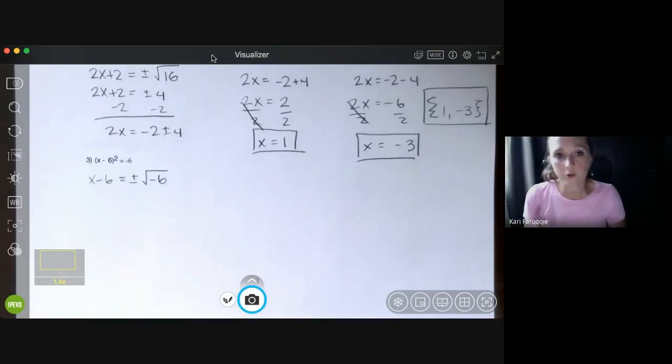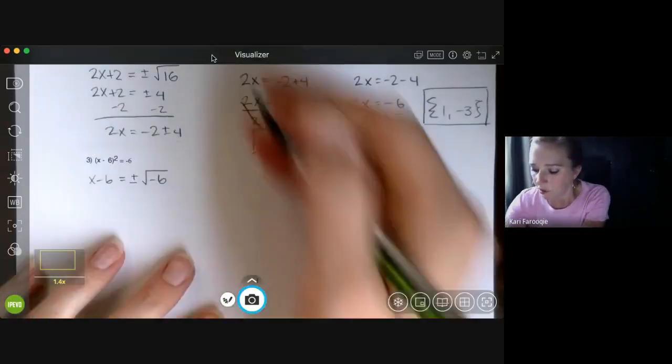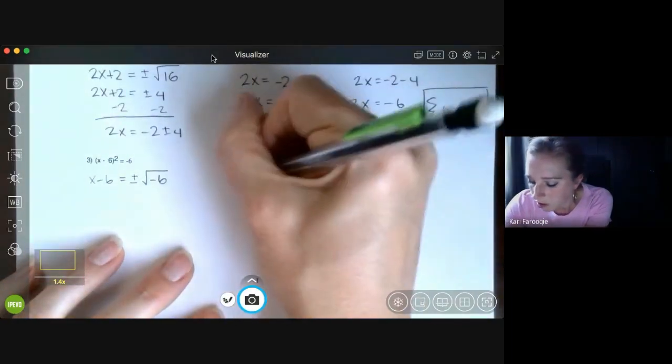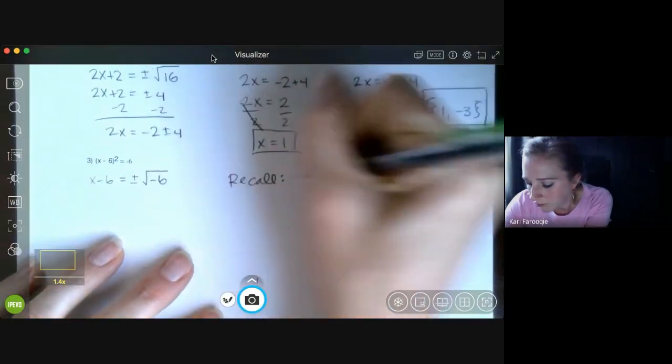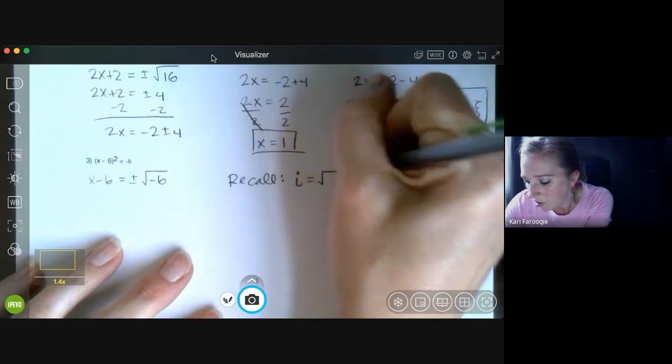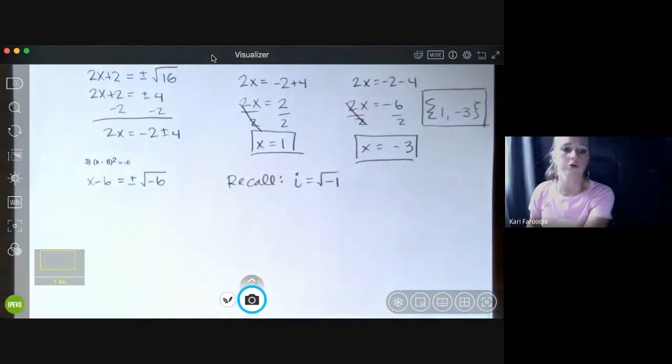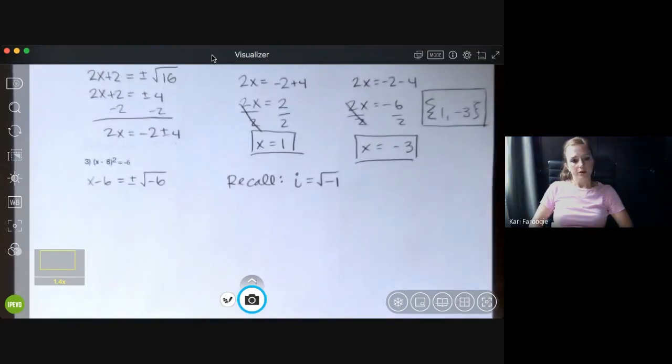The square root of -1 is defined as i. If you don't remember that, I will put a special note on here. Recall that i is equal to the square root of -1. Now I'm going to split this up in 2 steps. You don't have to do that. I like to see your work, but I don't need to see every little tiny thing.